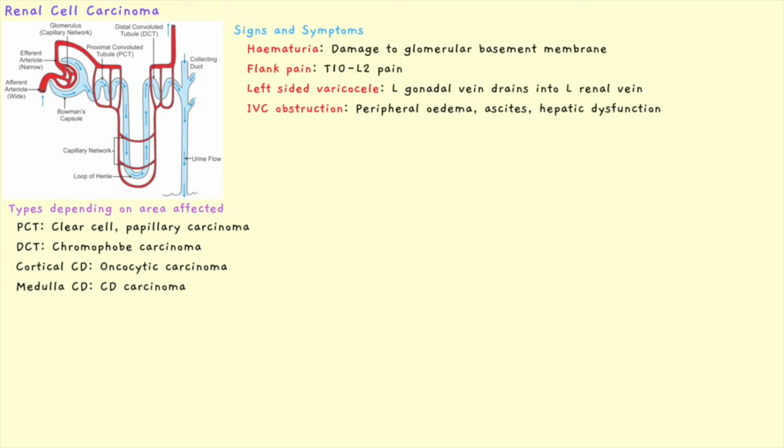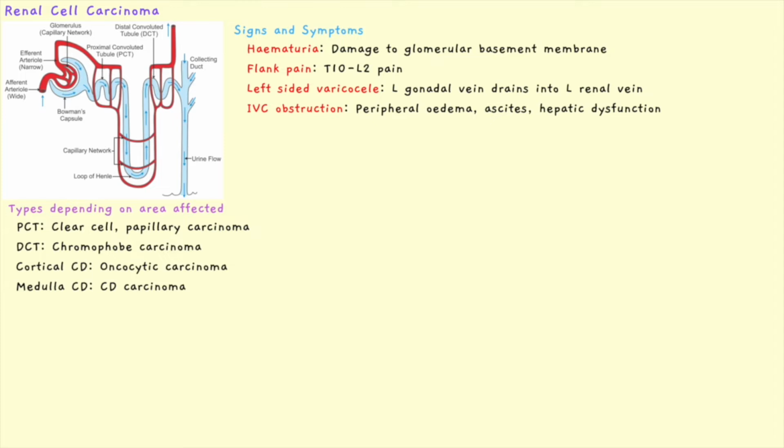It is important to understand the signs and symptoms of renal cell carcinomas. They could be from directly affecting the kidneys, constitutional symptoms, from paraneoplastic syndromes, or from metastases. So let's go through each.